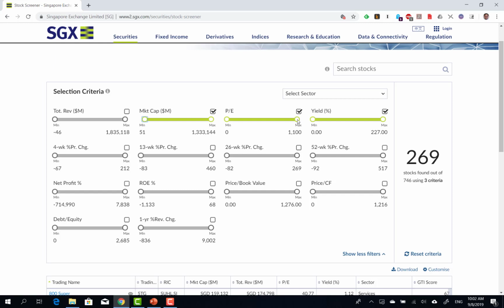And we're going to slide the PE slider to 10, which is actually fairly strict. And you notice that there are only 80 stocks left that actually meet the criteria.